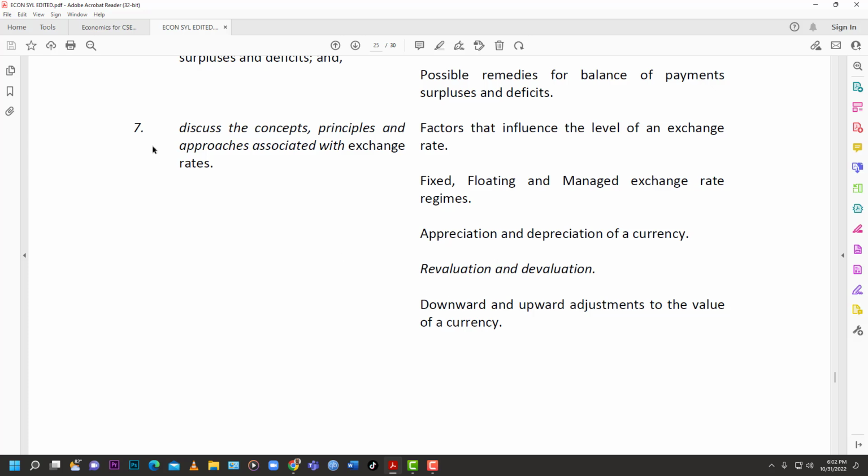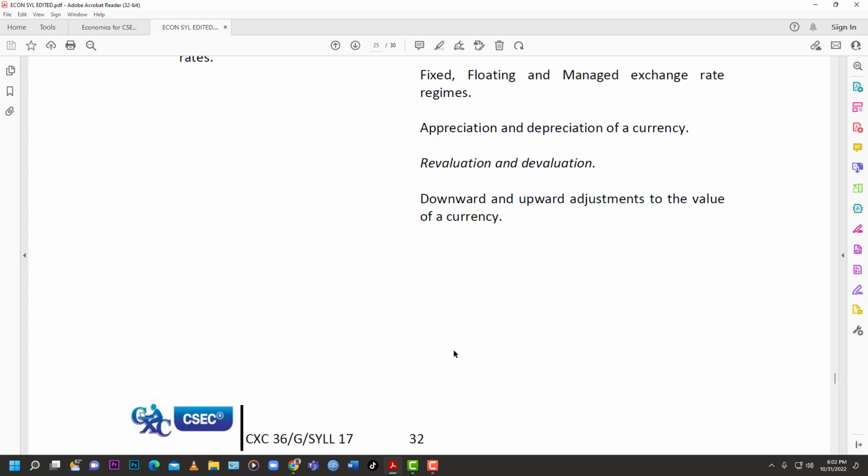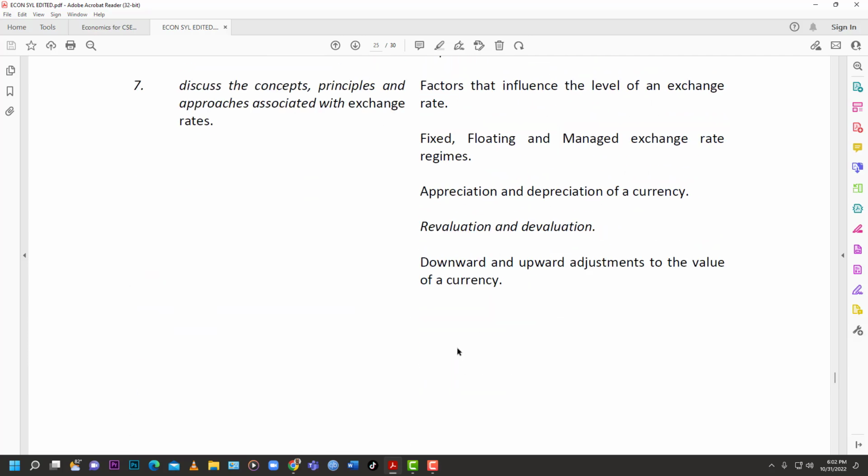So the objective asks us to discuss the concepts, principles, and approaches associated with exchange rates. So factors that influence the level of an exchange rate, fixed, floating, and managed exchange rate regimes, appreciation and depreciation of a currency, revaluation and devaluation, downward and upward adjustment to the value of a currency. So we're going to look at all of those in short order.